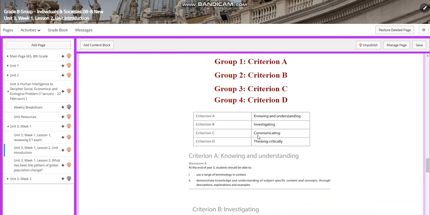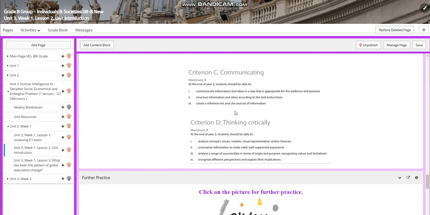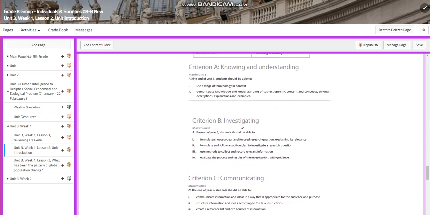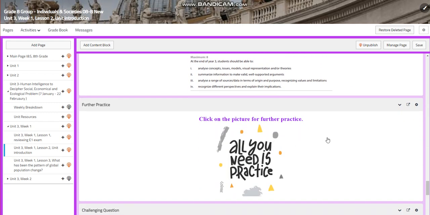Group one is going to have criterion A, knowing and understanding. Group two, criterion B. Group three is going to have criterion C, which is communicating. Group four is going to have criterion D, which is thinking critically. I gave you tips on what you should be able to do, so you can search more and understand more on how to ace this criterion.